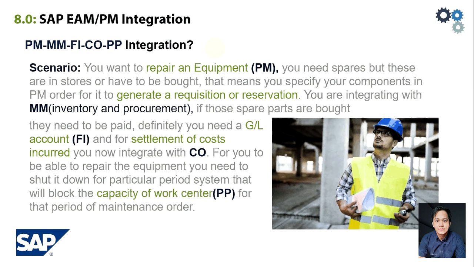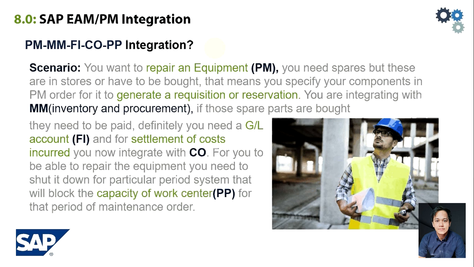Scenario: you want to repair an equipment. You need spares, but these are in stores or have to be bought. That means you specify your components in PM order for it to generate a requisition or reservation. So you are integrating with MM, or the inventory and procurement.